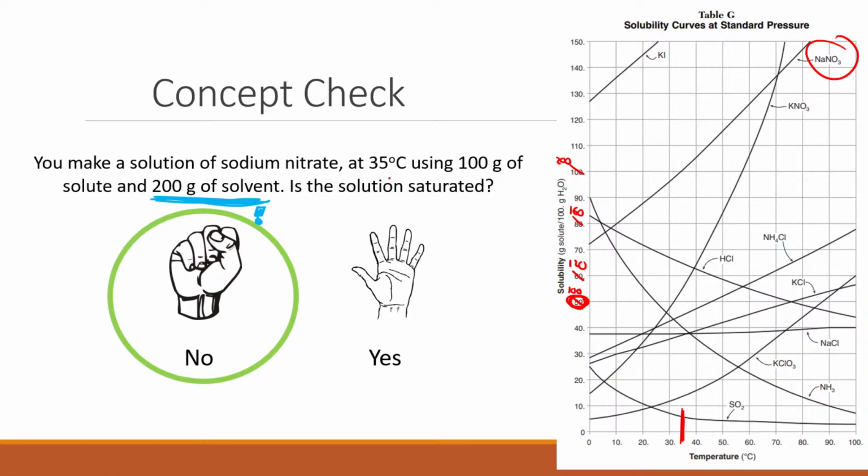So the actual intersection of 35 degrees Celsius and 100 grams of sodium nitrate in 200 grams of solvent is right here. Is this value above, below, or on this line? It is very clearly below the line, making it unsaturated.